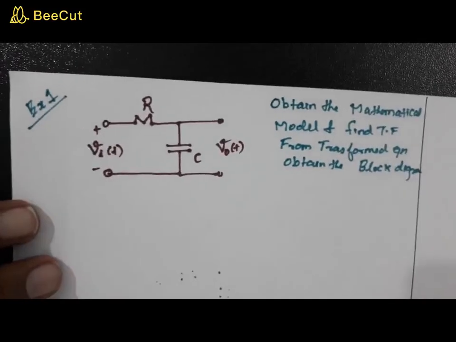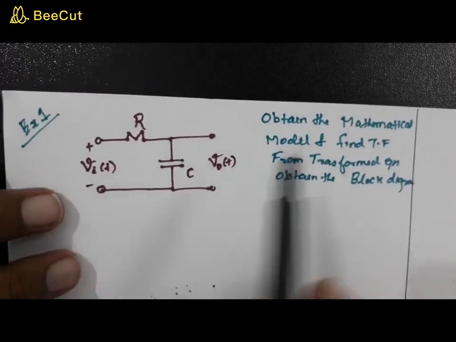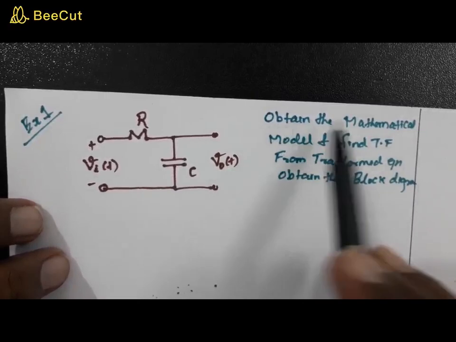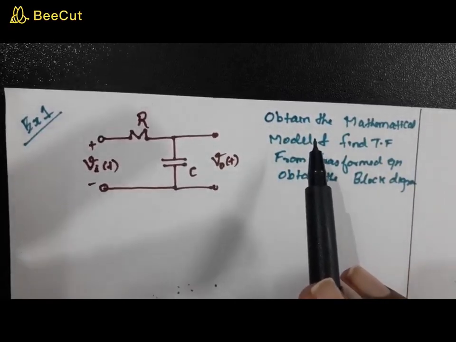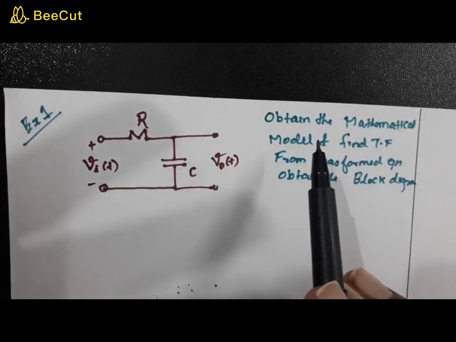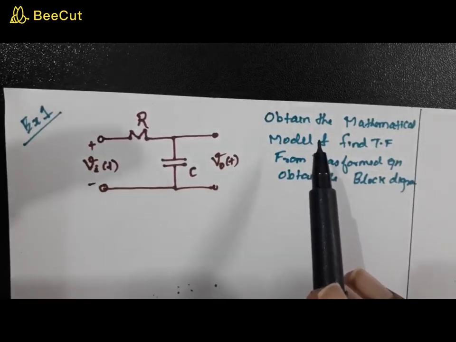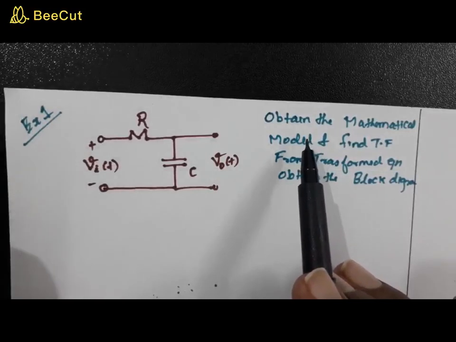Okay, so here is example 1, and the question is, you're given a simple RC circuit. You're asked to obtain the mathematical model. Now you know what a mathematical model is. A mathematical model refers to a set of equations not in the time domain. That can also be called a mathematical model. What it actually means is you will have to convert it into the frequency domain.